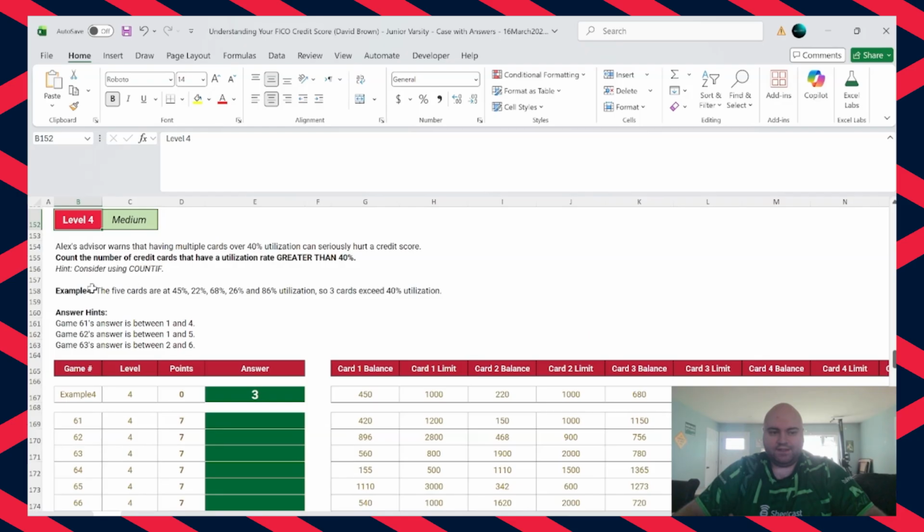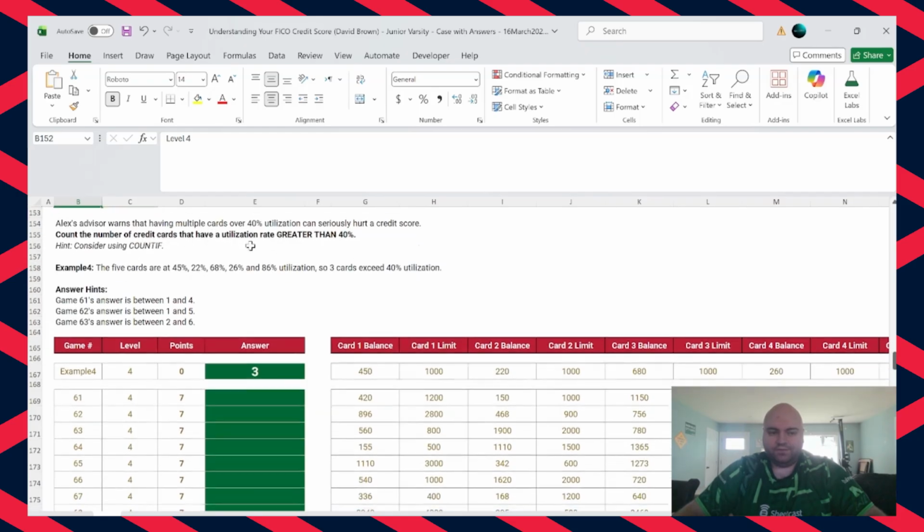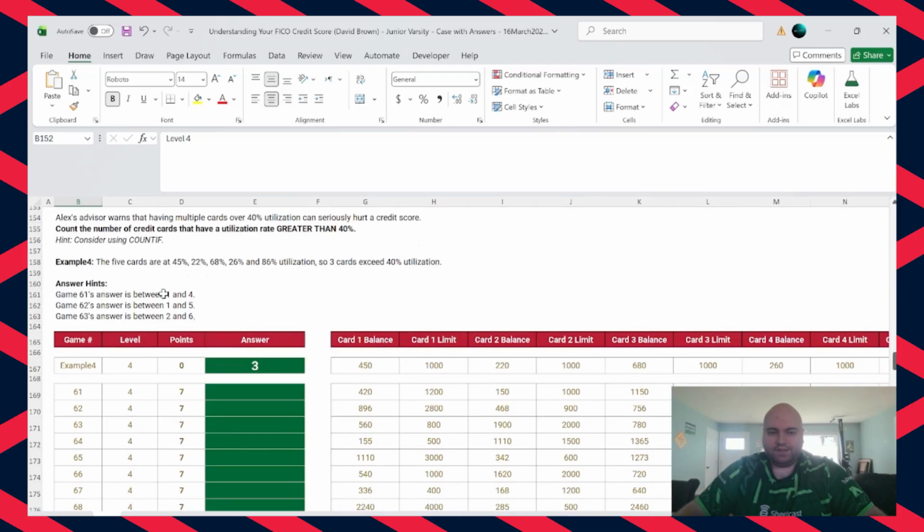And it gives us a hint. Consider using COUNTIF. So, example 4 tells us that the 5 cards are at 45%, 22%, 68%, 26%, and 86%. That gives 3 cards that exceed 40% utilization, and that would be the answer here.